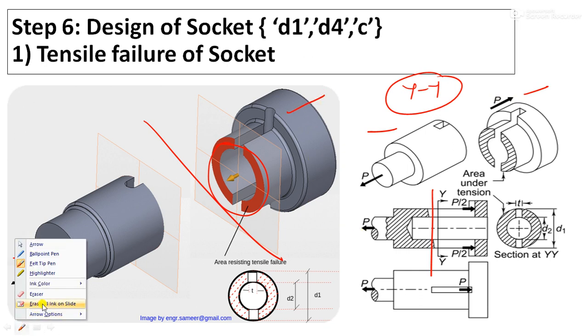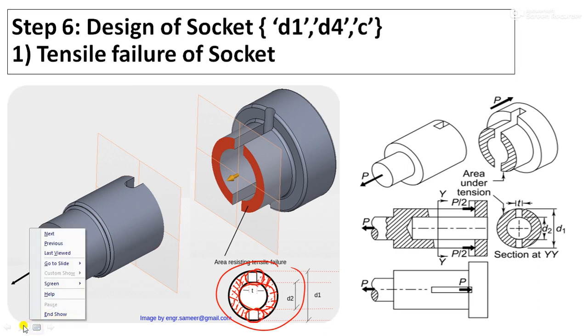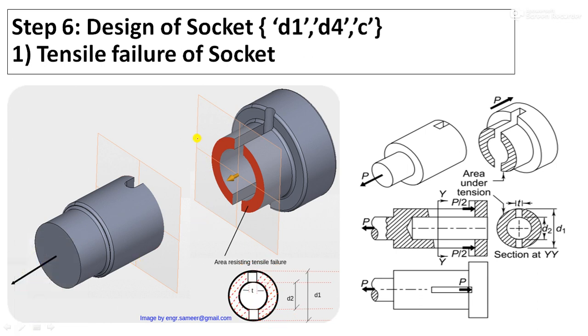So first of all we have to identify the section. This section YY is where there are maximum chances of tensile failure of the socket. To avoid that, let us find out the area resisting the tensile failure. What is the area resisting tensile failure? This is the area which I have shown by the hatching lines. This is the hollow portion, so we have to subtract it, and this hollow rectangular portion we also have to subtract. So you can see this red color area is the only area resisting the tensile failure.